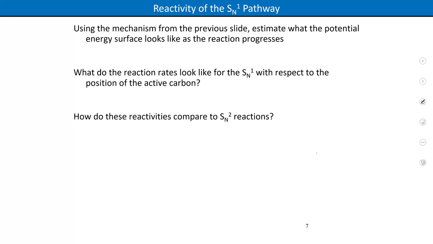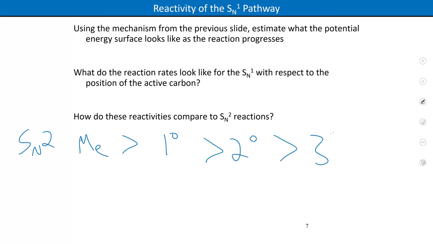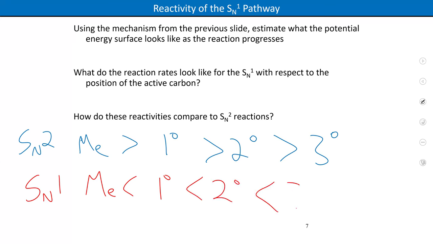So for SN2, methyl is faster than primary, is faster than secondary, is faster than tertiary. For SN1, it's exactly opposite. Methyl is slower than primary, which is slower than secondary, which is slower than tertiary.